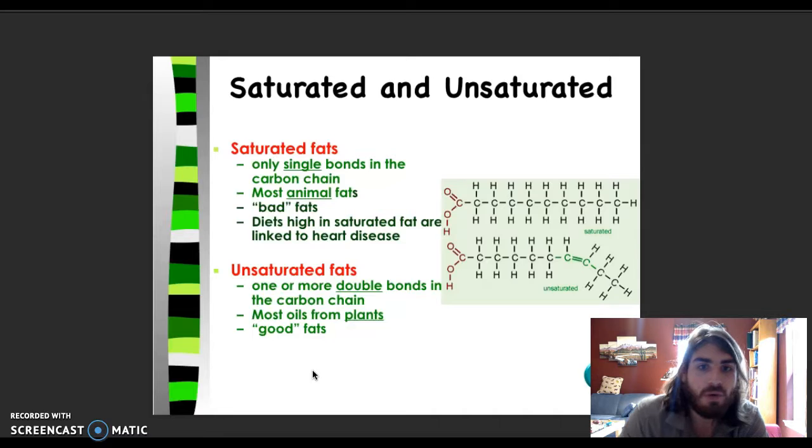Unsaturated fats, one or more double bonds in the carbon chains. These are considered the good fats, and these are most of the oils from plants.